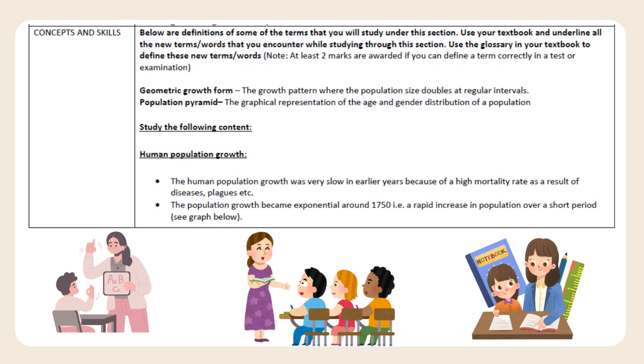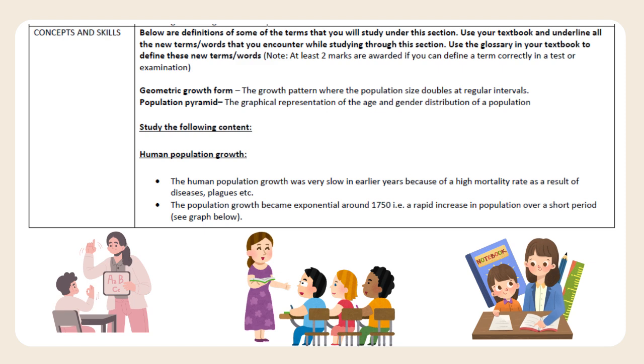Geometric growth form, the growth pattern where the population size doubles at regular intervals. Population pyramid, the graphical representation of the age and gender distribution of a population. Study the following content. Human population growth.